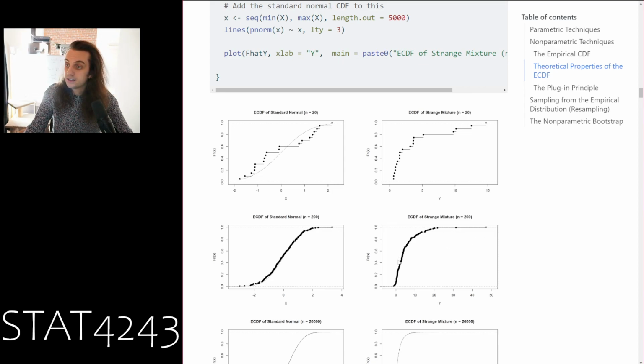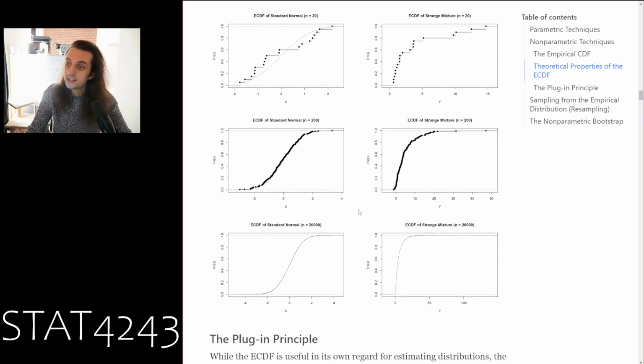We don't have the actual CDF plotted here, but you can see it's converging to this line. If we go up to 20,000 points, now they are literally coinciding with one another, and so we can trust that this one is also going to be coinciding here as well. So as the sample size increases, the empirical CDF is going to be essentially a perfect representation of the true CDF.